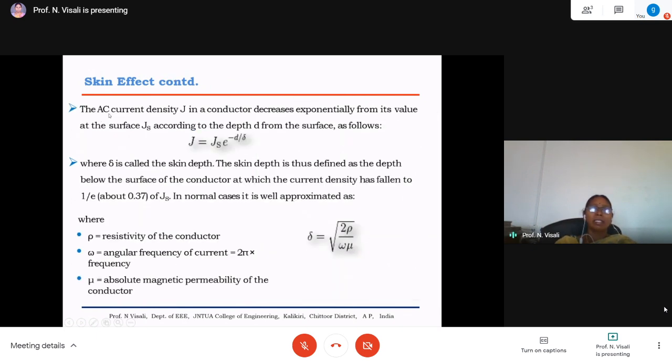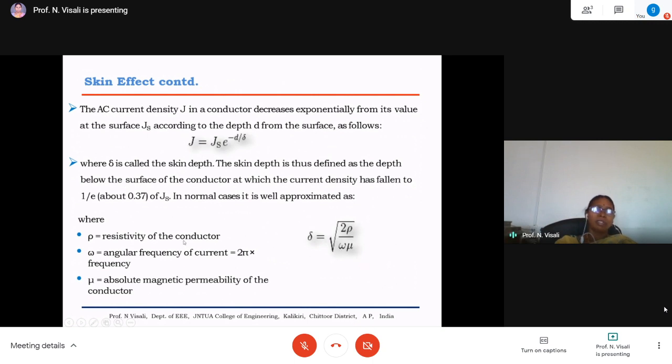The alternating current density J in a conductor decreases exponentially from its value at the surface according to the depth from the surface. That is how the current density changes. Then delta is called the skin depth. The skin depth is defined as the depth below the surface of the conductor at which the current density falls to 1 by e. That delta is the square root of 2 rho by omega mu.